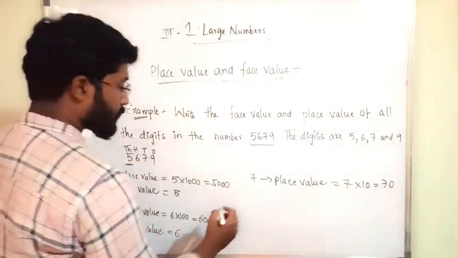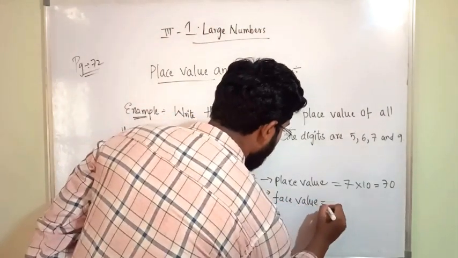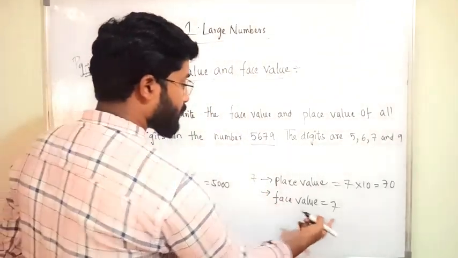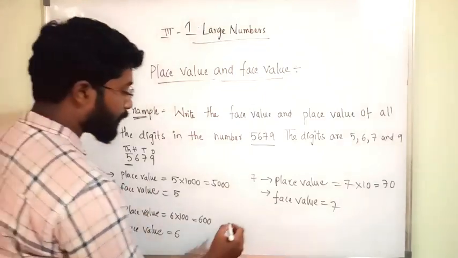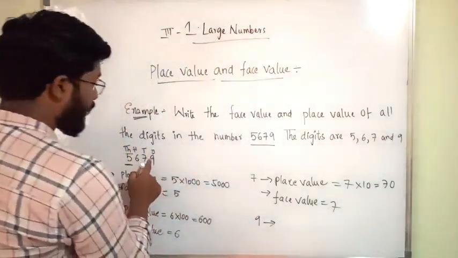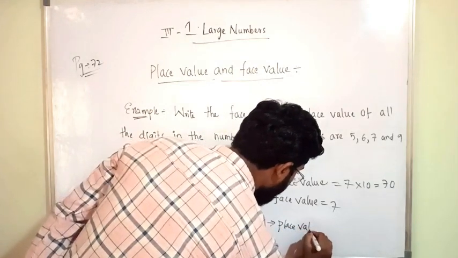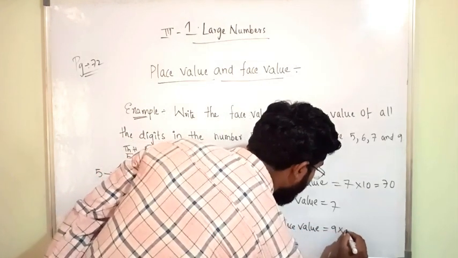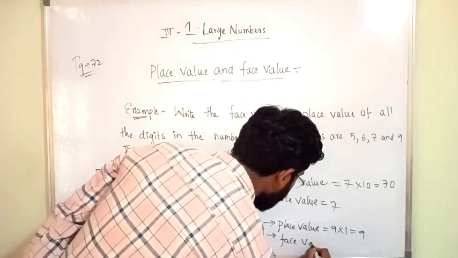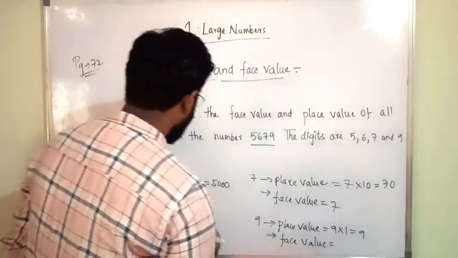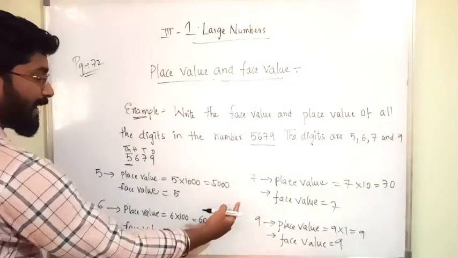9 is in ones. Now the face value. Face value of 7 is 7 only. For 6 face value is 6. For 5 face value is 5. For 9, which place? Ones place, no? Place value equal to 9 into 1 equals 9. Face value of 9 is 9 only.